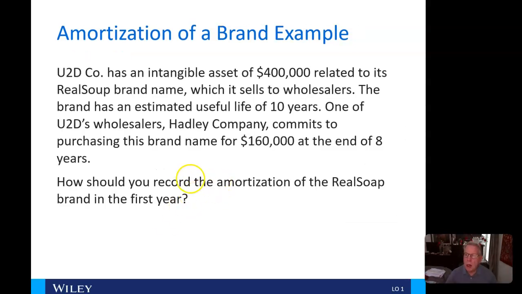Okay, a U2D company has an intangible asset of $400,000 related to its Real Soup brand name, which it sells to wholesalers. The brand has an estimated useful life of 10 years. One of U2D's wholesalers, Hadley Company, commits to purchasing this brand name for $160,000 at the end of 8 years. How should you record the amortization of the Real Soup brand in the first year?